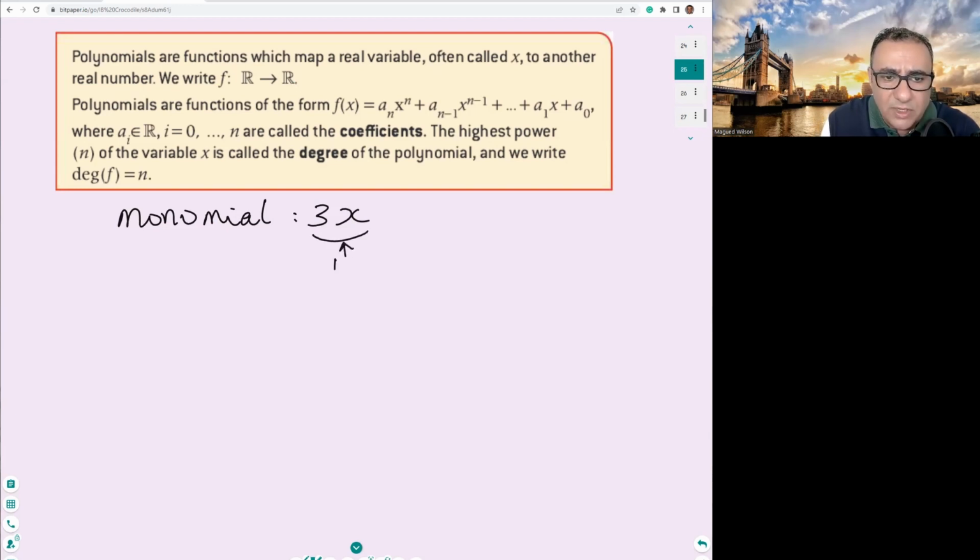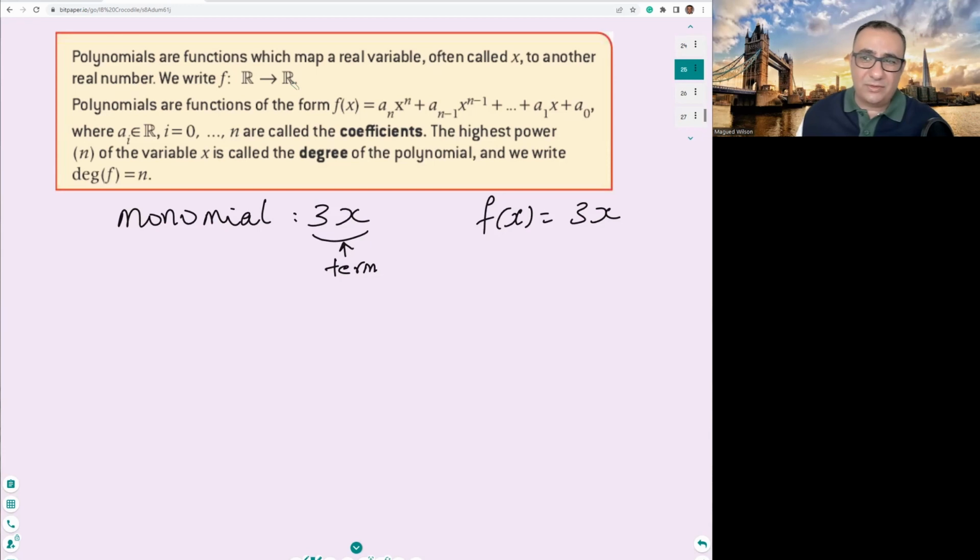So this is one term. It's called an algebraic term, right? So if f of x as a function is going to be 3x, this is called a monomial because it is only one term. Okay.